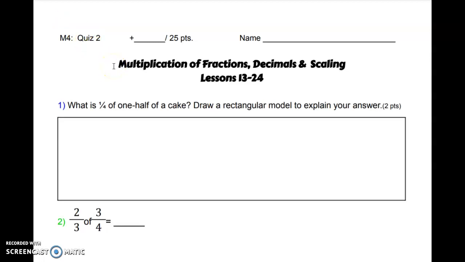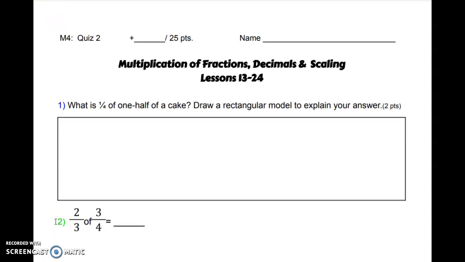Module 4, Quiz 2, Multiplication of Fractions, Decimals, and Scaling. Number 1, what is 1/4 of 1/2 of a cake? Draw a rectangular model to explain your answer. So you're going to draw a rectangular model to find 1/4 of 1/2. So again, 1/4 of 1/2. What would that look like?